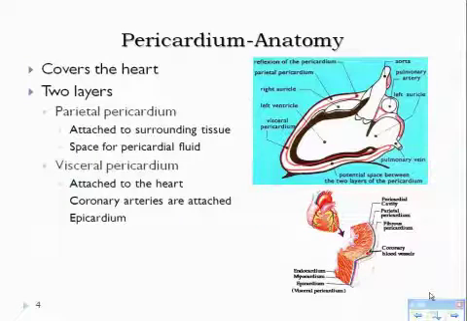Again, the pericardium covers the heart in two layers: the parietal pericardium, which attaches to the surrounding tissue and is the space for the pericardial sac fluid. And the visceral pericardium is what's attached directly to the heart, where the coronary arteries are attached, which is also considered the epicardium. So the epicardium is considered a portion of the pericardial sac.